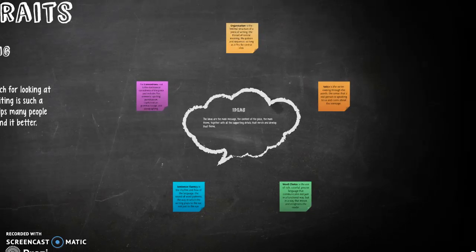So the 6 traits, when used together to help somebody edit their paper, whether it's your own paper or someone else's, work really well because they build on one another. We start with that central idea, and using strong word choice, sentence fluency, conventions, organization, and voice, it comes together to create a well-written piece.